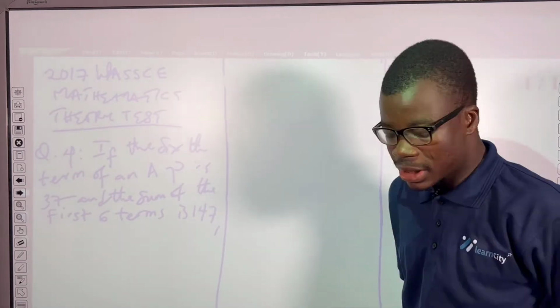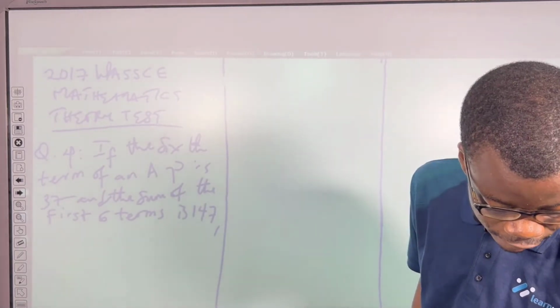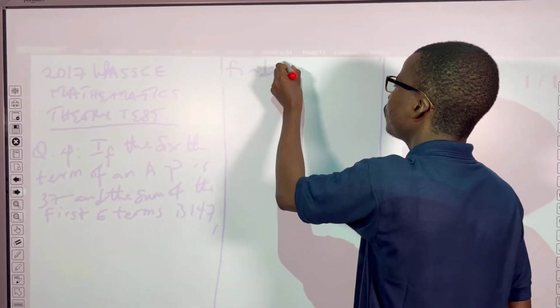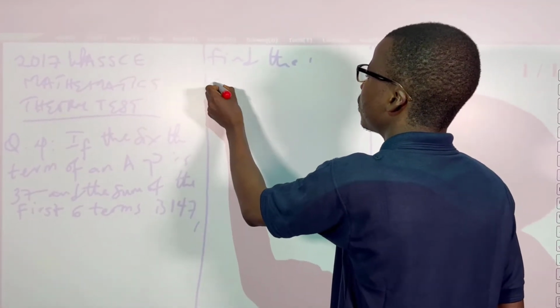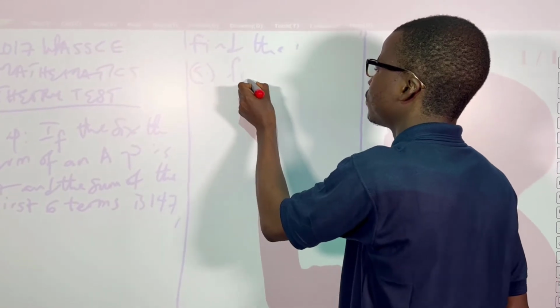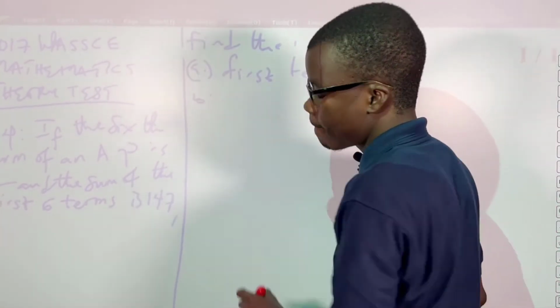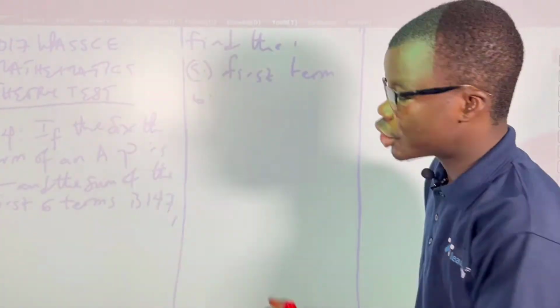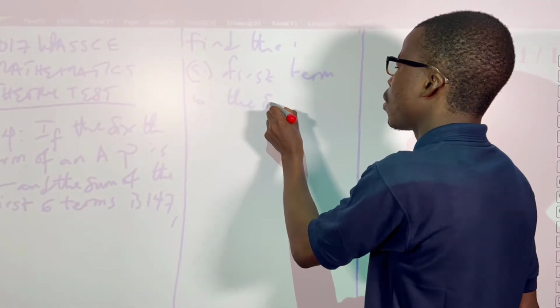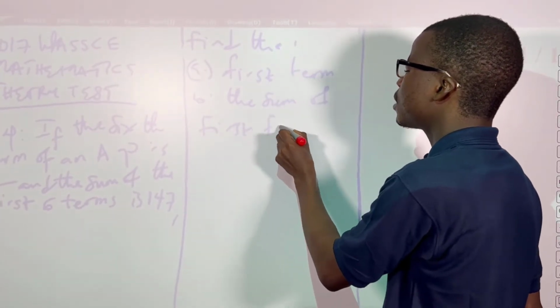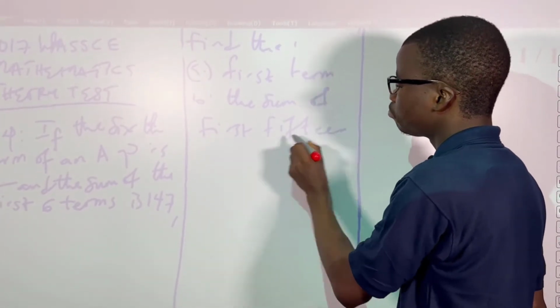Find A, the first term, B, the sum of the first 15 terms.